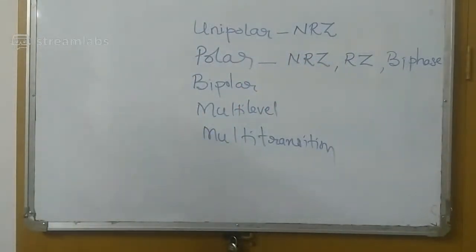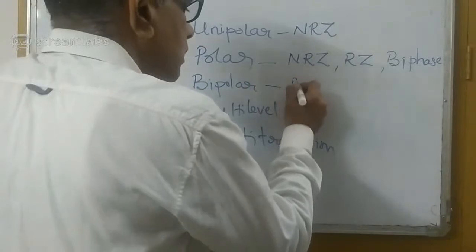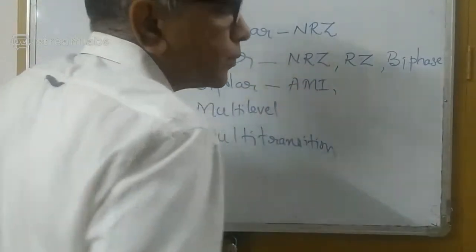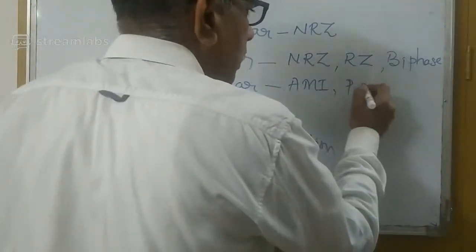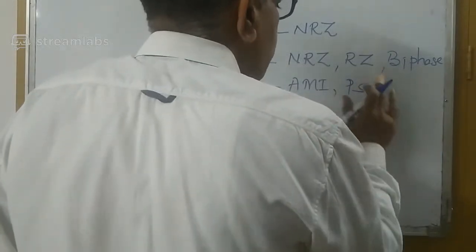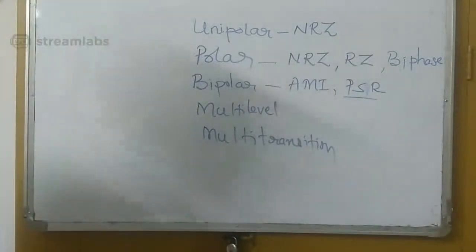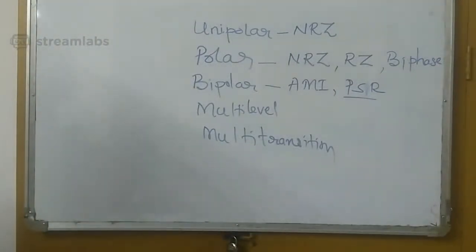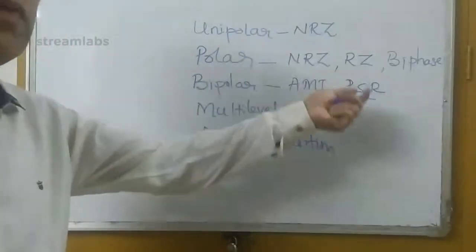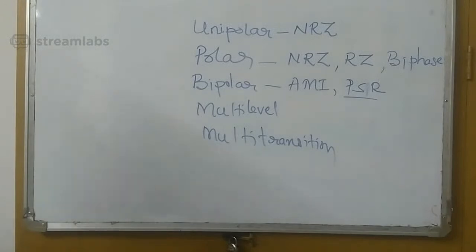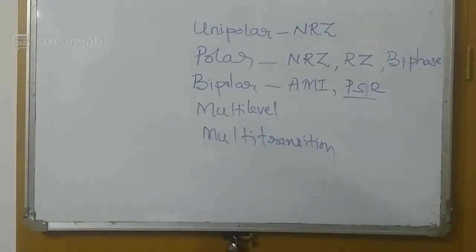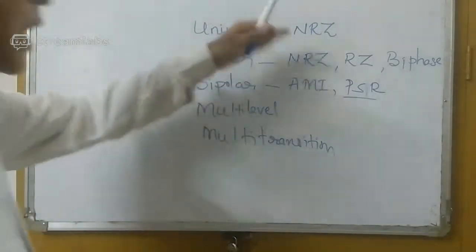In bipolar, again it is AMI and pseudo-ternary. There is a little difference between these. I will simply write PST because of space reasons. So it is AMI and pseudo-ternary, both almost the same, only the way in which 1s and 0s are represented is different. Anyway, we are not interested in multi-level and multi-transition, so I will not discuss that. These are the schemes we are interested in.